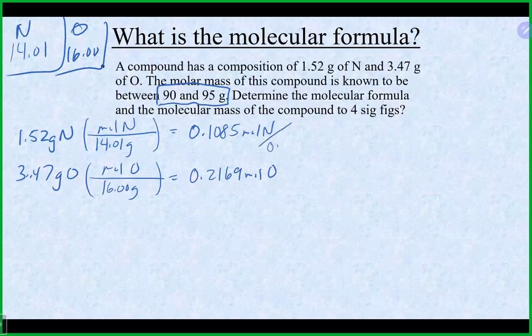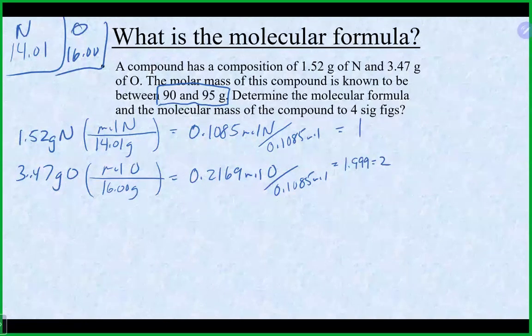So we'll go 0.1085 and 0.1085 here. That's going to give us a 1 here, and I believe we should end up with a 2 there, basically. Again, a 1.999, which is basically 2, if you take the unrounded number. And that's going to give us an empirical formula here of NO2.